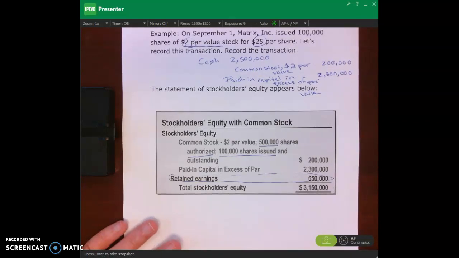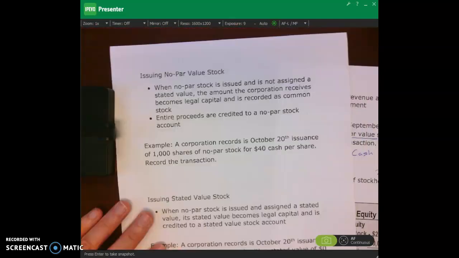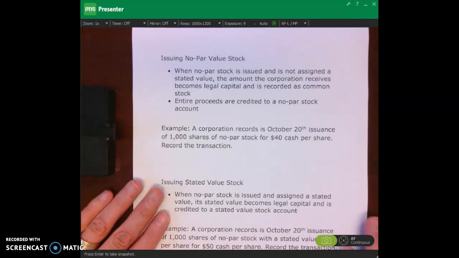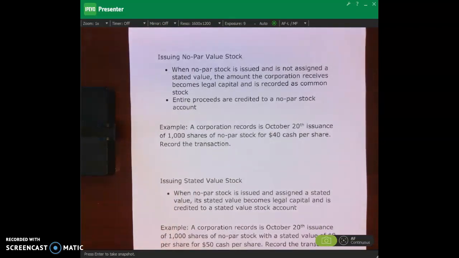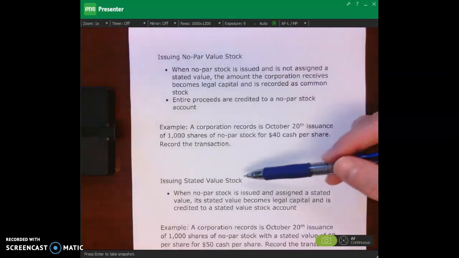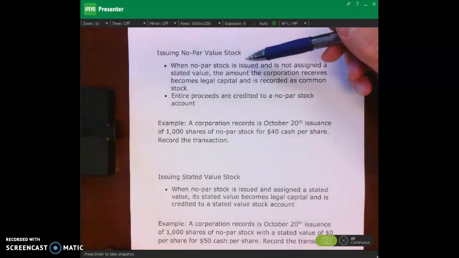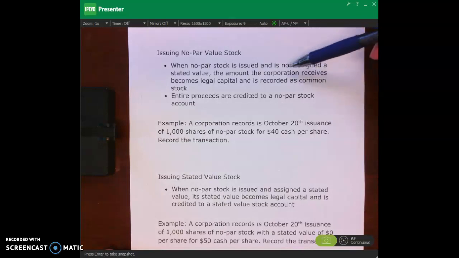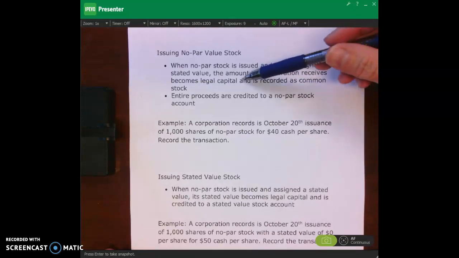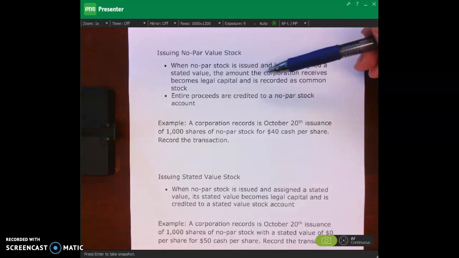Okay, so far we've talked about issuing stock at par value, issuing stock at above par value at a premium. Now we're going to be talking about two more situations: issuing stock without a par value, no par value stock, and then issuing stated value stock. Okay. So when no par stock is issued and is not assigned a stated value, so there's no stated value assigned, the amount the corporation receives becomes the legal capital. That does become the par. Okay. And then is recorded as common stock.